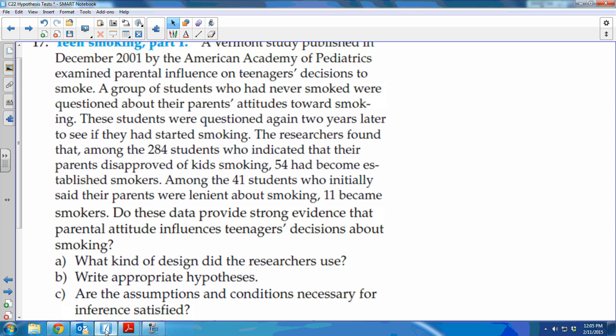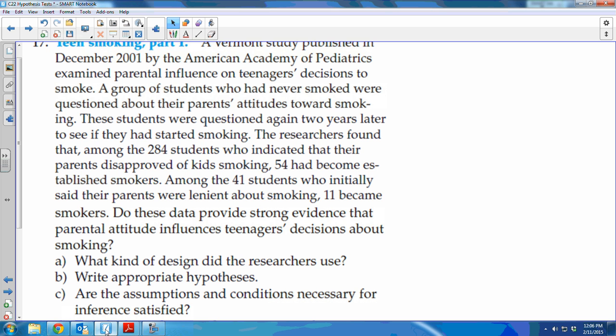Then we have success failure. We should have 4 numbers. There are 54 successes, if you will, that are people that are smokers out of the 284 that have parents that disapprove. So 54 is greater than 10, and then 230 is greater than 10, right? The other group, same thing. 11 is greater than 10, and 30 is greater than 10, right? So that works.